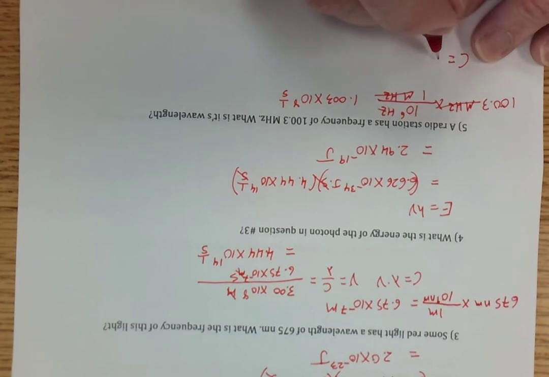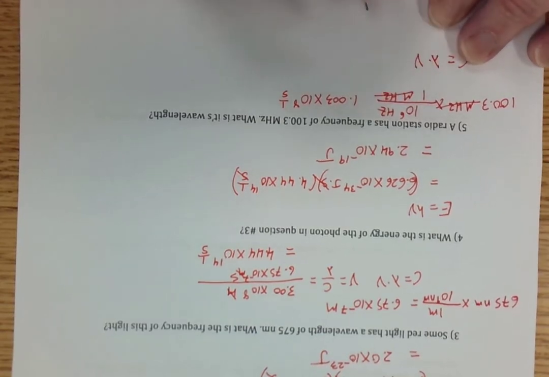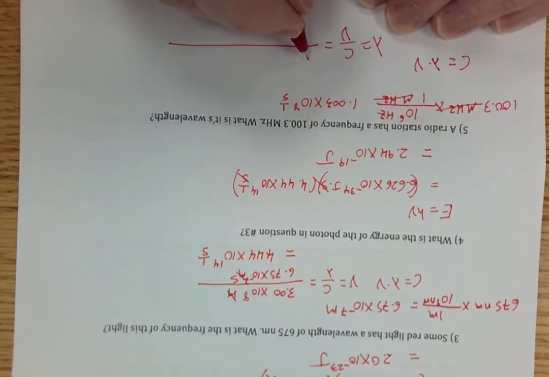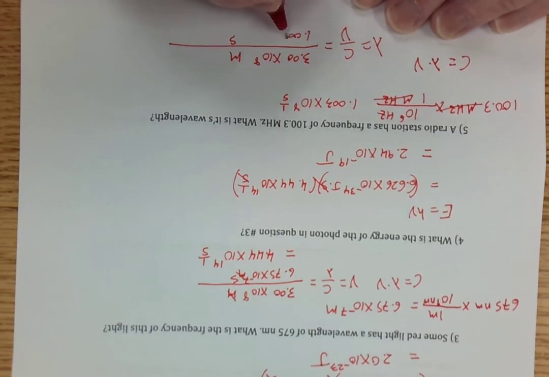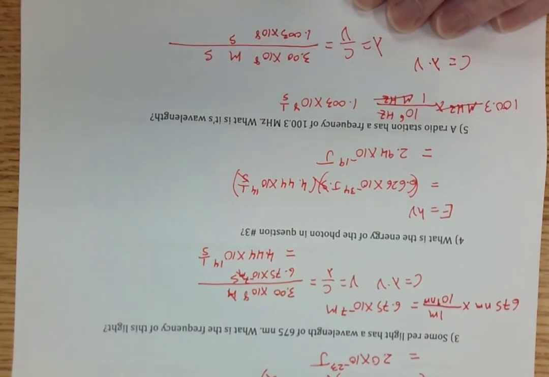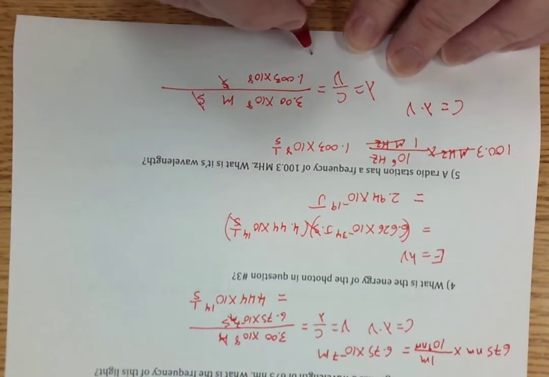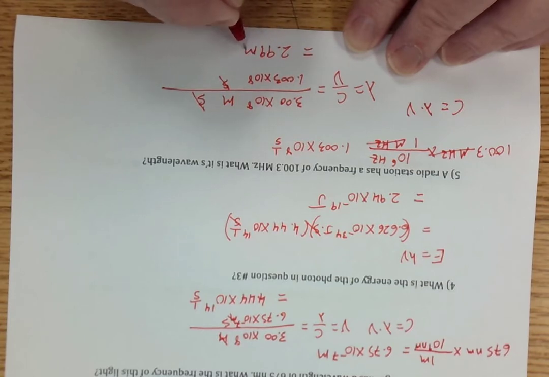Now, c equals lambda times nu. We know nu, so lambda equals c over nu, which is 3.00 times 10 to the 8th meters per second, divided by 1.003 times 10 to the 8th, 1 over second, so second ends up upstairs this time. Second cancels seconds, and this comes out to be about 2.99 meters.